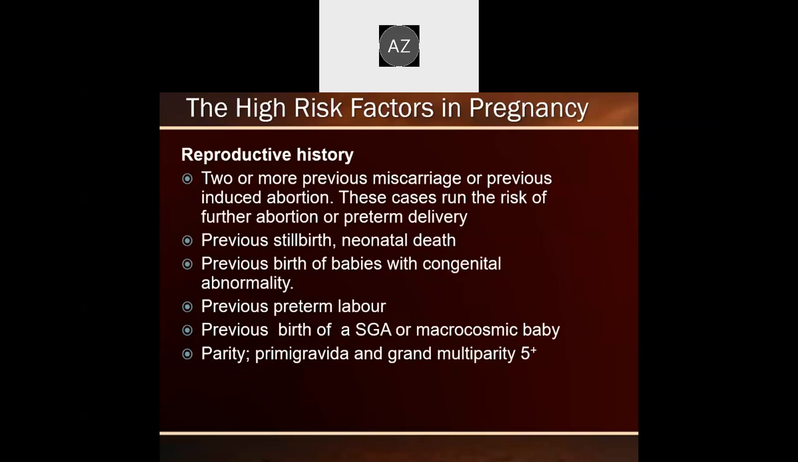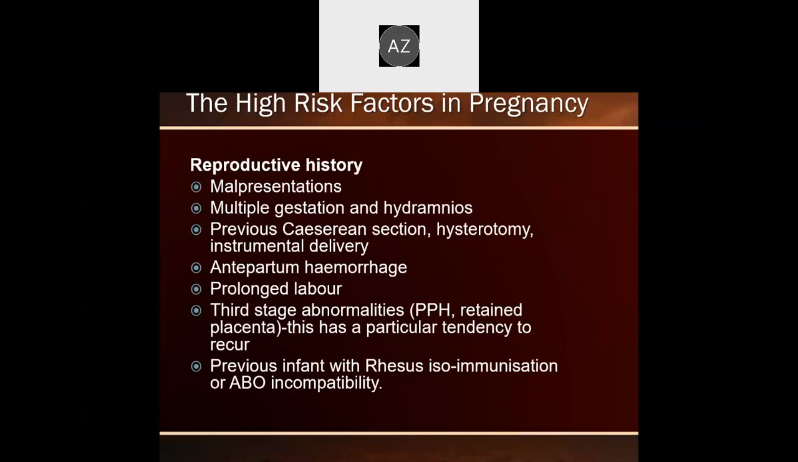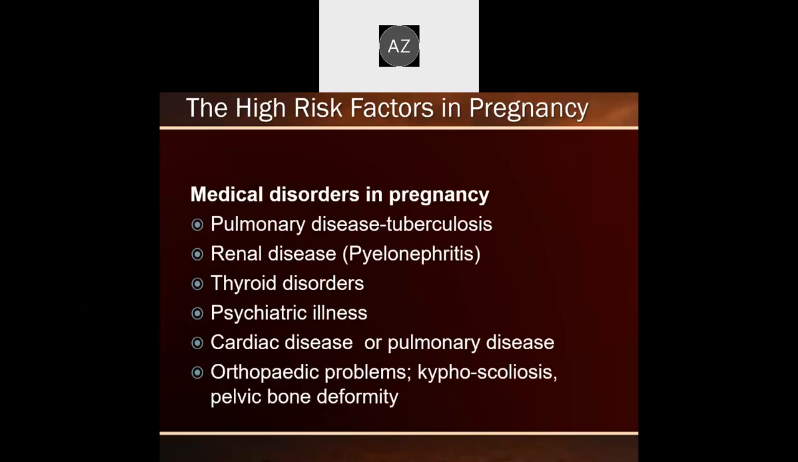Then reproductive history. When we have two or more miscarriages or induced abortion, when we have previous stillbirth, previous birth of babies with congenital anomalies, previous preterm labor, previous birth of small for gestational age, when we have a primary gravida, malpresentation, multiple gestation, antepartum hemorrhage, prolonged labor, third stage anomaly such as postpartum hemorrhage, retained placenta, and then you can have ABO or rhesus immunization.